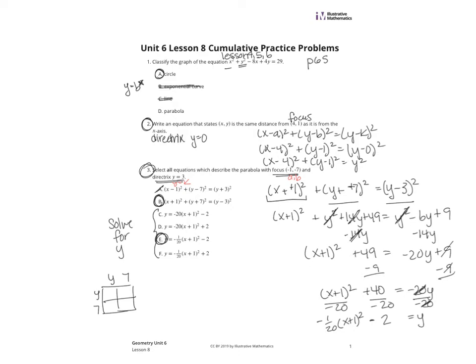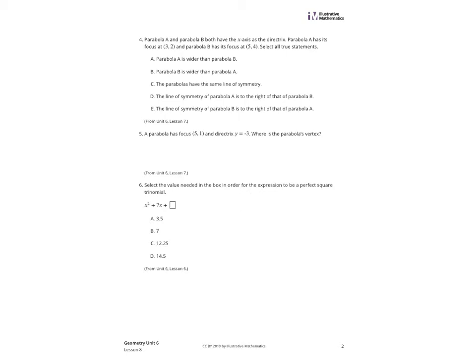Okay, ladies and gentlemen, let's take a look at the next page and see if there's any hints I can give you here. So on the next page, here we go. It says parabola A and parabola B both have the x-axis as the directrix. Remember, that's y equals 0. And parabola A has its focus at 3, 2, and B has its focus at 5, 4. So it's starting to talk about which one's wider, where's the line of symmetry.